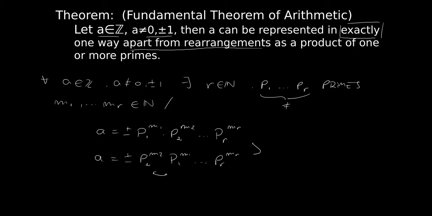To prove this theorem, we have to pay attention to one thing. First, that it can be represented. What this is telling us is existence, and in exactly one way it's telling us unicity. So we have to prove both these things to be able to prove the theorem. Let's start with existence.